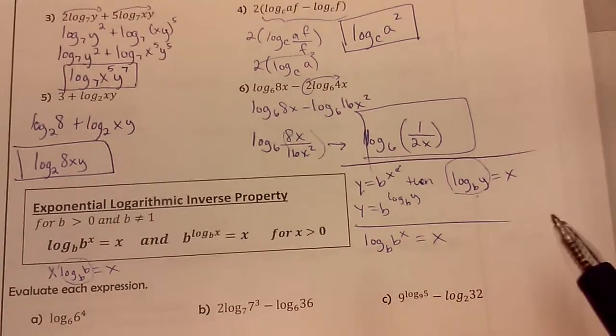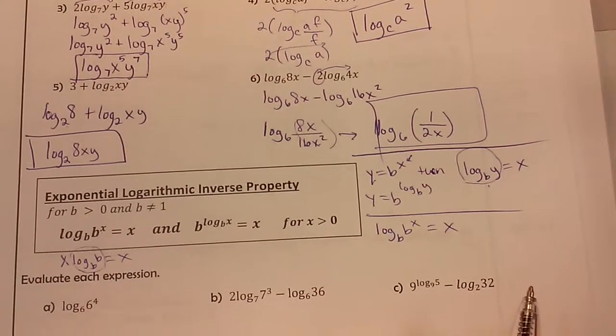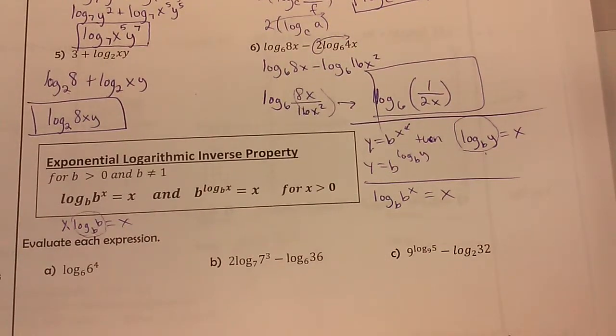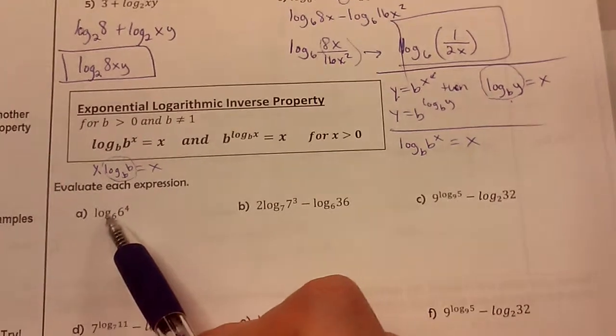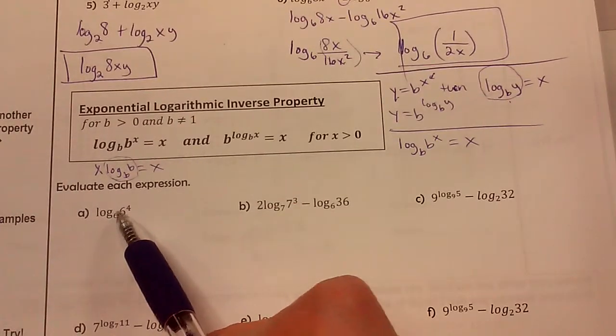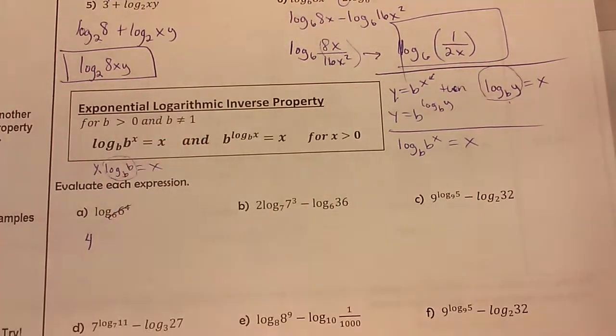So I think that's kind of neat. If you don't really care about that, you just have to memorize it. It's a little tougher to remember it, but you do have your formula sheet as a reference. All right, so what we're doing here is, notice, we have the bases that match. Taking the log of an exponent, the bases match. So this is 4. Right?